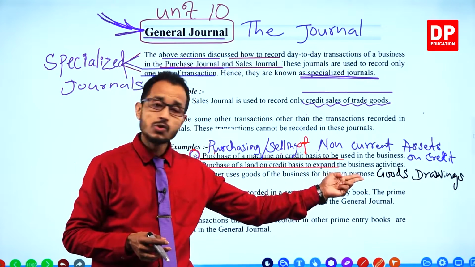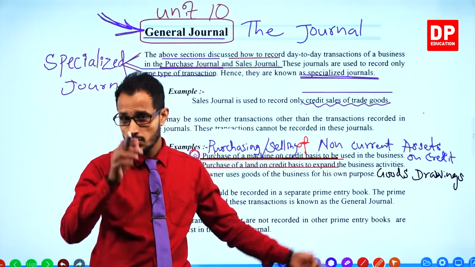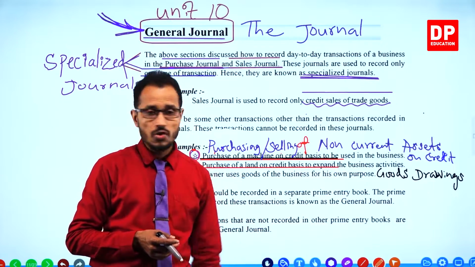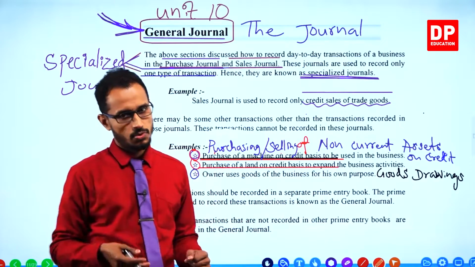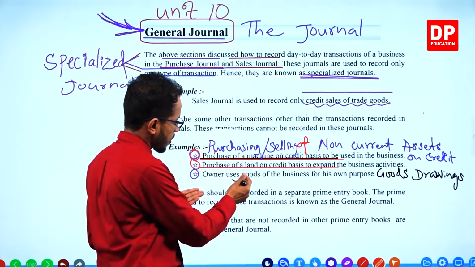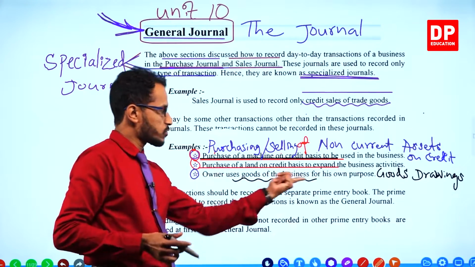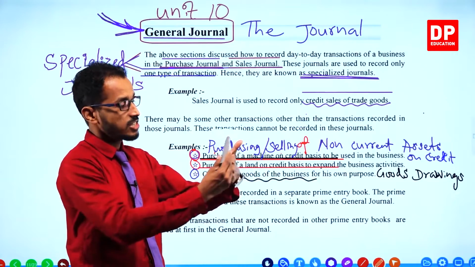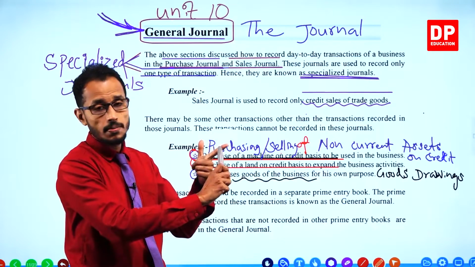If it is a cash drawing, children, you record it in the cash book. But this is a goods drawing, so you can't record it in the cash book. That is why goods drawings are recorded in the general journal. You can't record it in the cash book. You can't record it in the bank book.